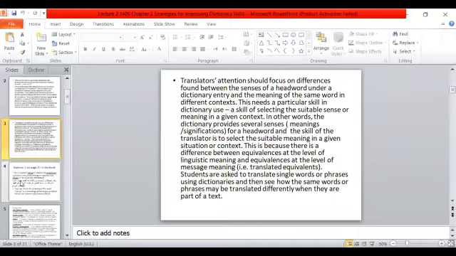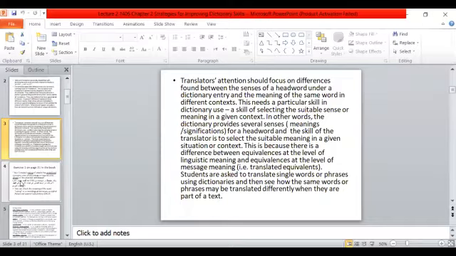This needs a particular skill in dictionary use, a skill of selecting the suitable sense of meaning in a given context. In other words, the dictionary provides several senses, meanings, significations for a head word, and the skill of the translator is to select the suitable meaning in a given situation or context. So the dictionary gives several meanings for the same word, and the skill of a good translation trainee is to choose the particular suitable meaning according to the occurrence of the word in a sentence, according to a particular context or situation.